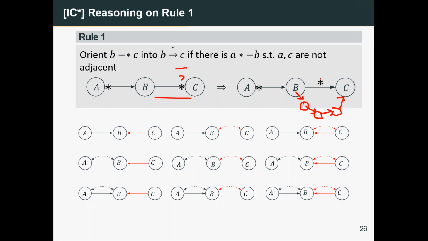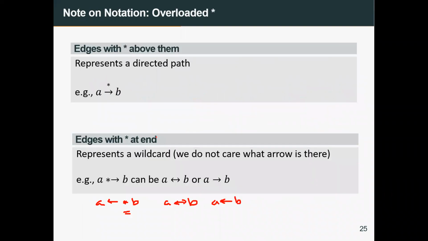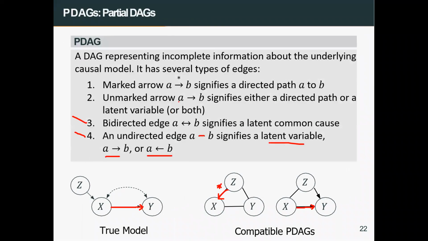And that's the point of the star here. If we didn't have any markings, for example, in this A going to B, then what it means is that it can be either a directed path from A to B, or it can be a latent variable between A and B. Let me go back to the partial diagram here. So if you have an unmarked arrow, that means either a directed path or a latent variable. But if you have the marked arrow, we're constraining it to say that there must be a directed path from A to B.